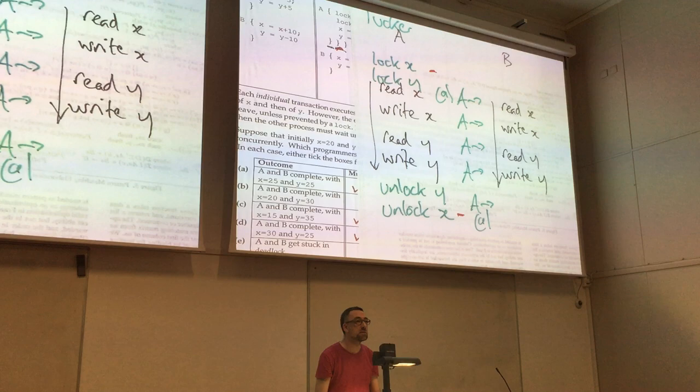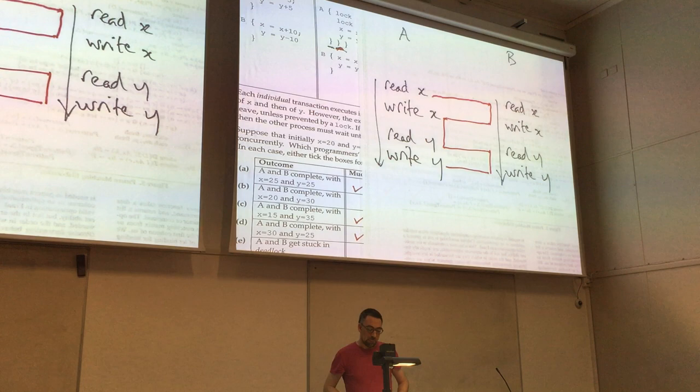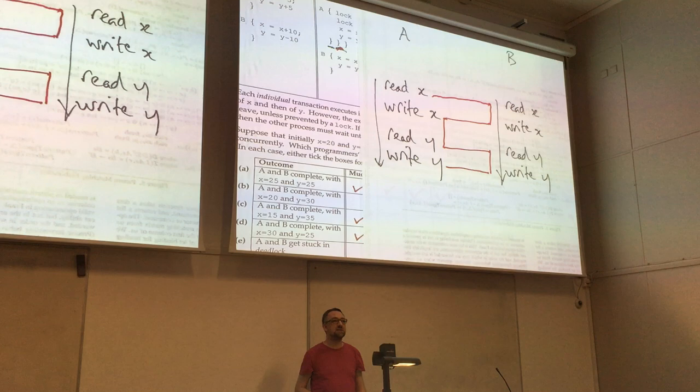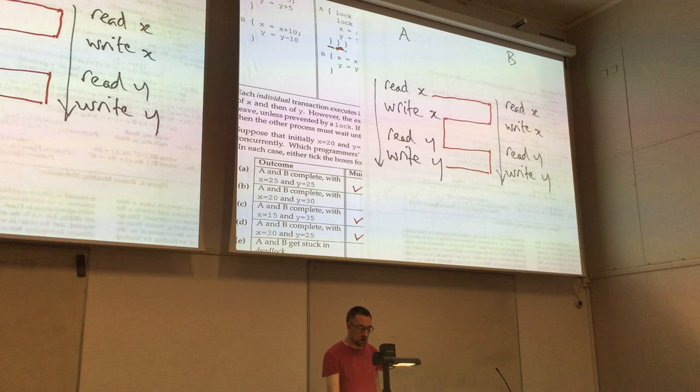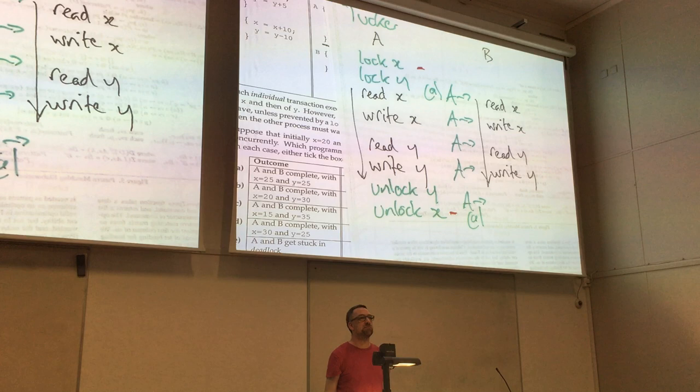But how did it happen last time? That happened last time because A's operations were interrupted by B's operations. That was how we made it possible. Now, with these locks in place, can A's operations be interrupted by B's operations? No. So that outcome is no longer possible.